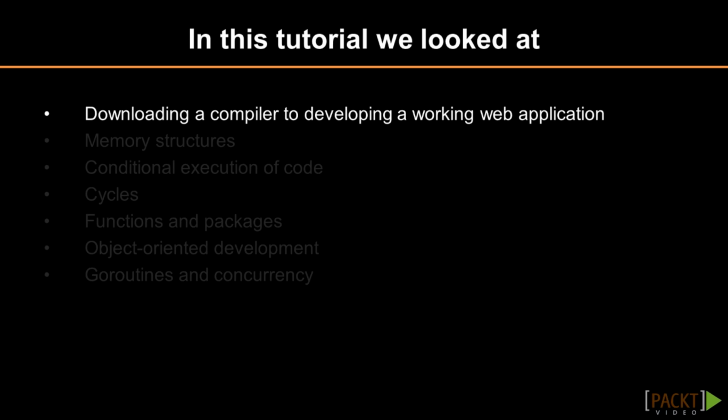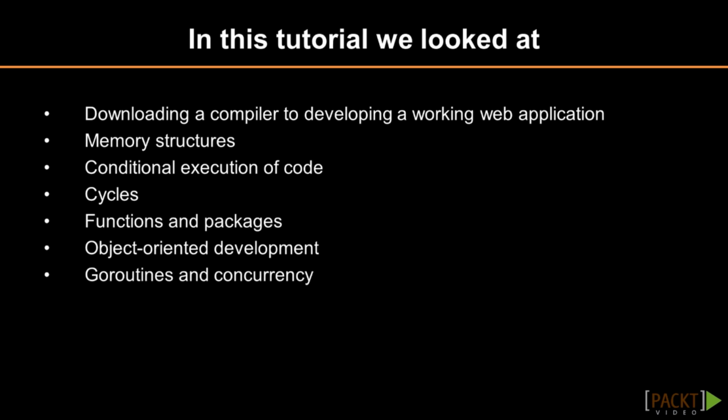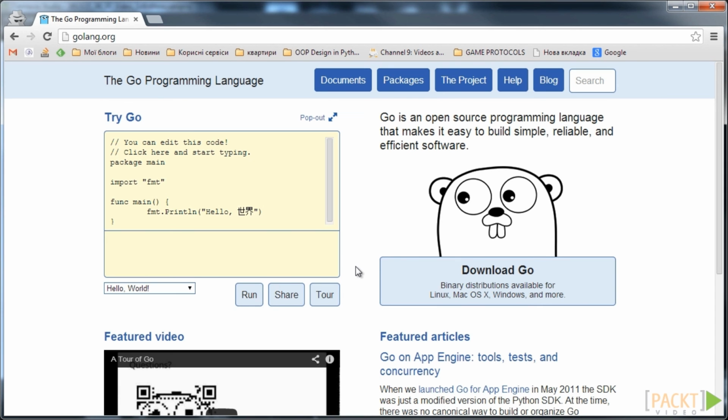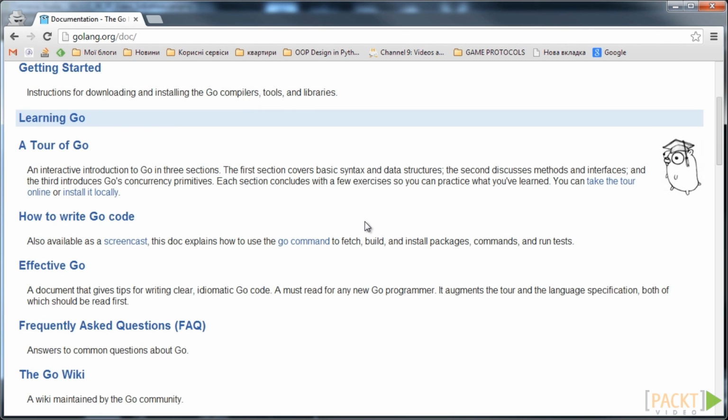Let's look through a short list of what was learned. Go language memory structures, how to implement conditional execution of code, cycles, functions and packages, object-oriented development, and the distinctive core feature of the language, goroutines and concurrent programming. This list contains basic features of the language. The material we have discussed throughout the course makes up a solid basis for you as a developer. And after finishing this course, right now, at this point, you have to be able to build applications.